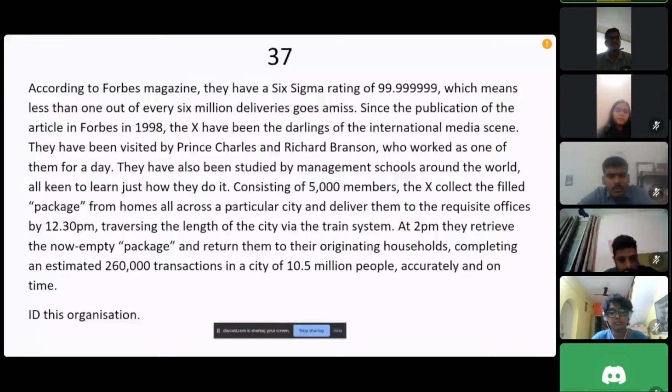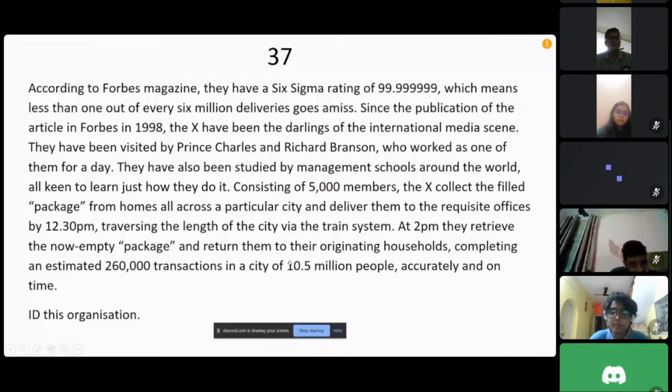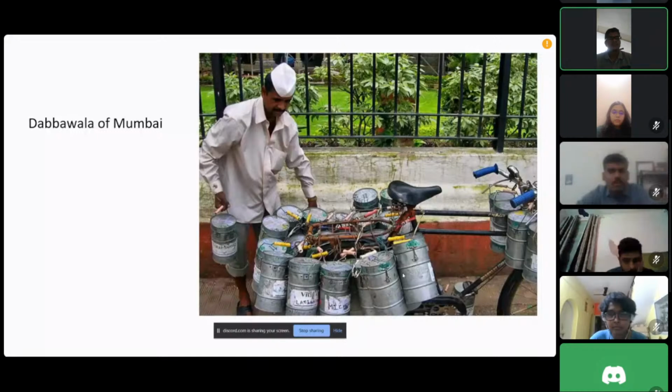The answer, mentioning the timings like 12:30 and 2 o'clock: 10.5 million people collecting filled packages and then returning the empty packages. P1 getting plus 10. Yes, P1, P2 get both. So then the direct goes to P8, to P7.